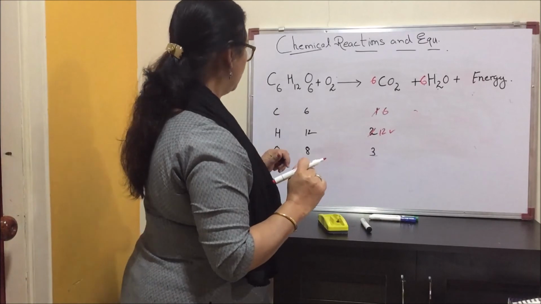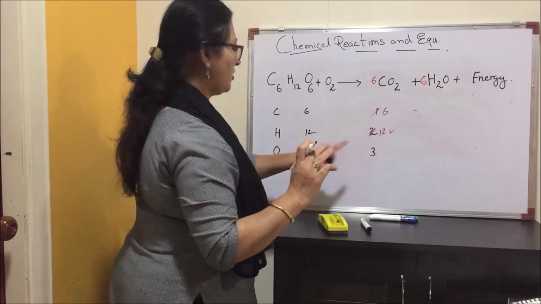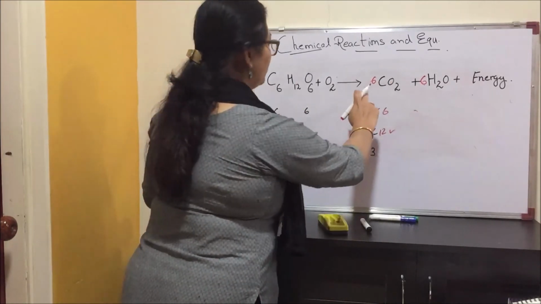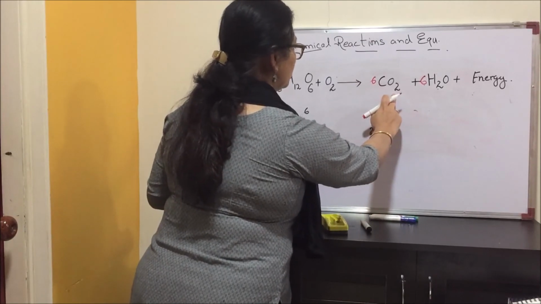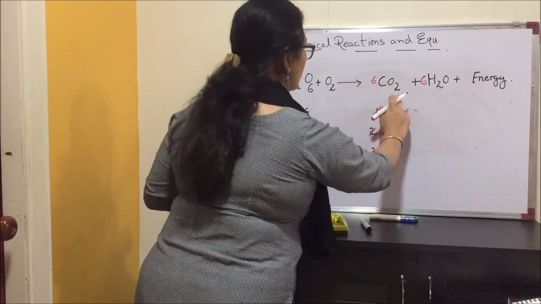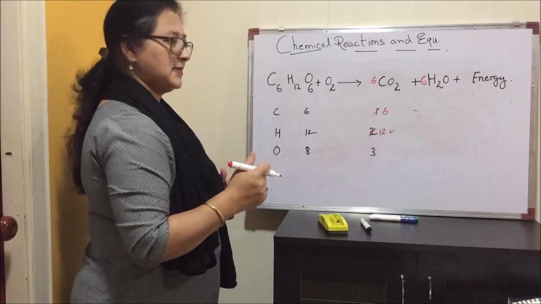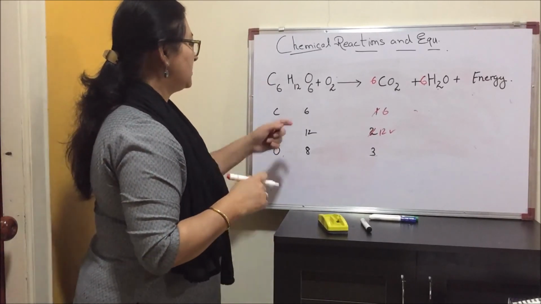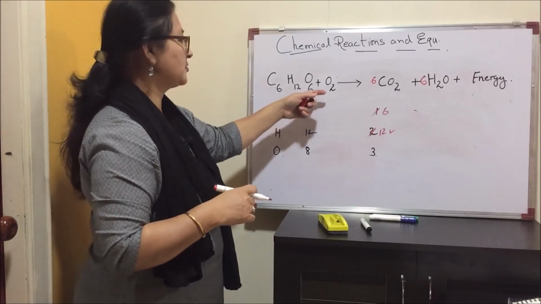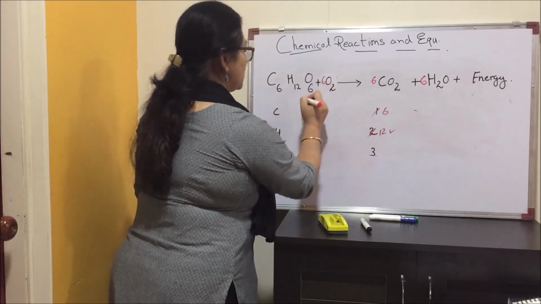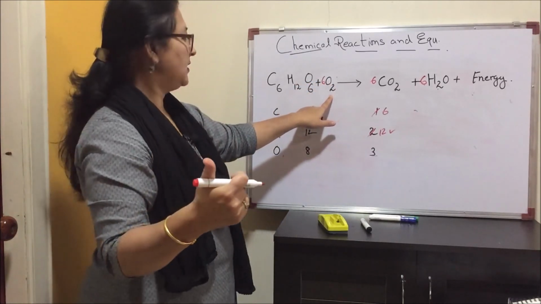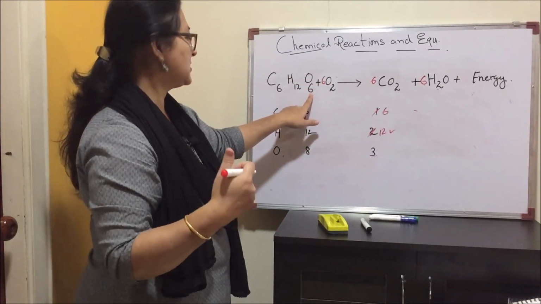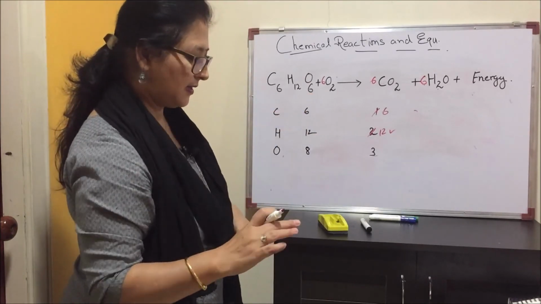Now coming to the oxygen, right? Oxygen here is 8, and over here now the oxygen has changed: 6 into 2, 12, 12 plus 6, 18. Over here 6 is already there on the reactant side, so I can write 6 over here. So 6 into 2, 12 and 12 plus 6, 18. Hence we have balanced the equation.